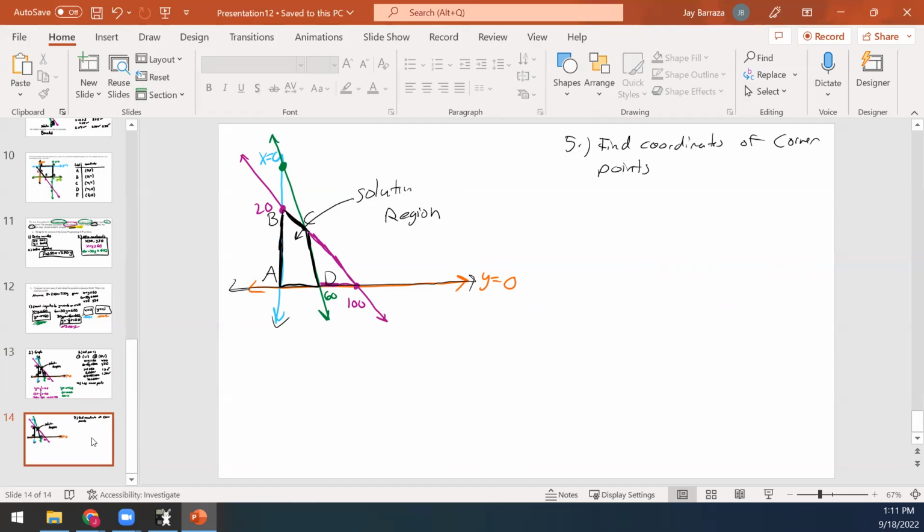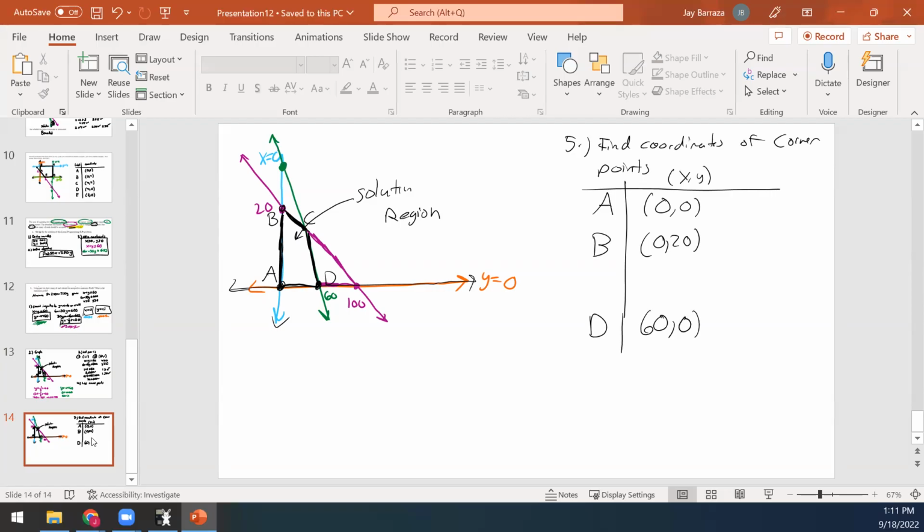Now, sometimes it is obvious which one it is. So for A, the corner point is 0, 0, right? Because it's right here. For B, it's right over here, so that's going to be 0, 20 because it's a y-intercept. D is also an easier one because it's an x-intercept right here, so that's 60, 0.